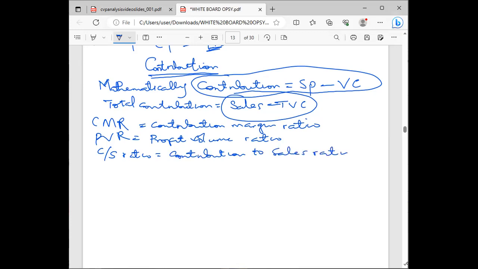So let it be noted that the examiner can use any of these. If the examiner chooses to use this, fine. If they choose to use it, fine. So you should be able to know that those are the three ways in which the examiner can refer to it. CMR is a ratio that is calculated as the ratio of contribution to sales.